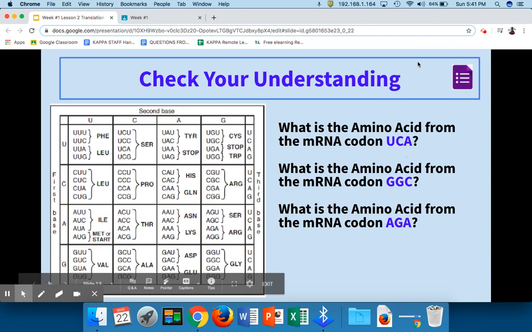All right, now it's time to check your understanding. You're going to use the genetic code chart to find the amino acid for the following mRNA codons. So UCA, GGC, and AGA. You're going to go and fill this out in your Google form. It's 3 separate questions to check your understanding. You can pause the video now and answer it, or you can answer it at the end.